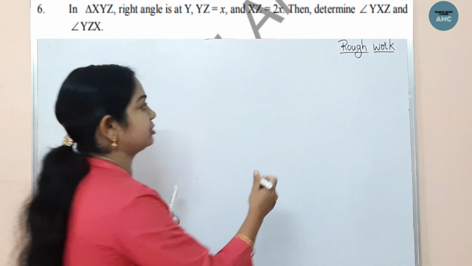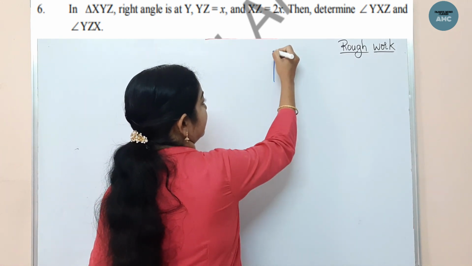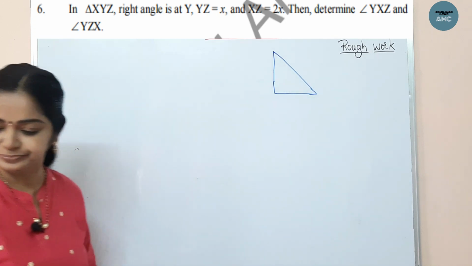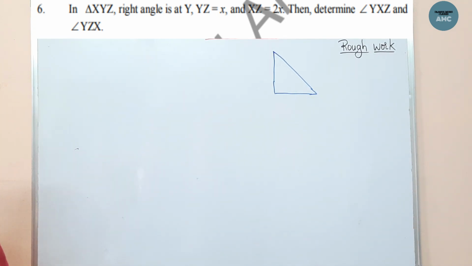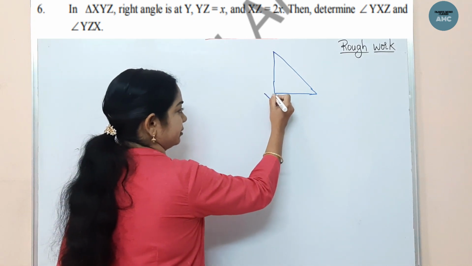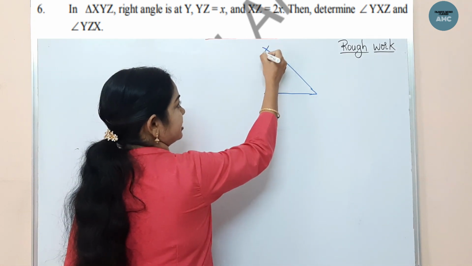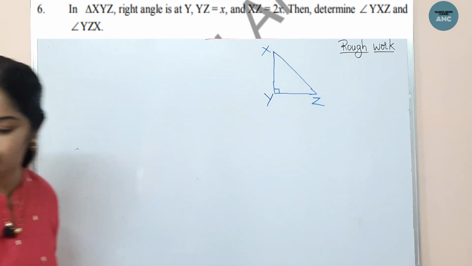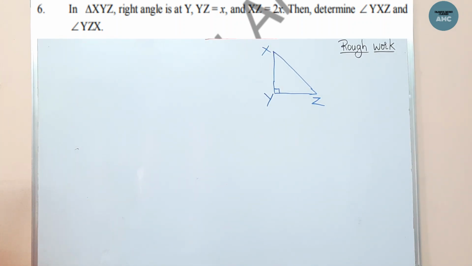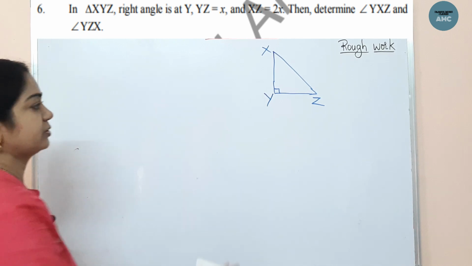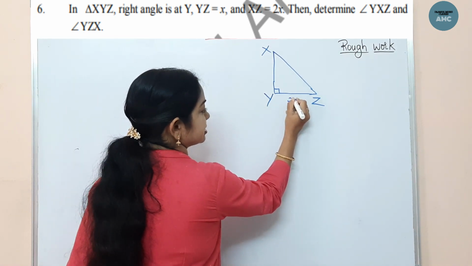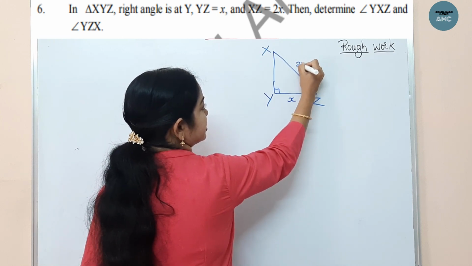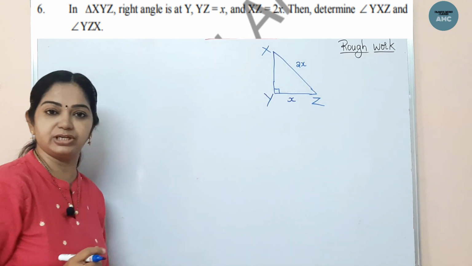Now let me draw the right angle triangle. It is given in the book that it is right angled at Y, so you can keep this as X and Z, right angled at Y. Also given YZ as x, this is x units, and XZ as 2x units. This information is given.